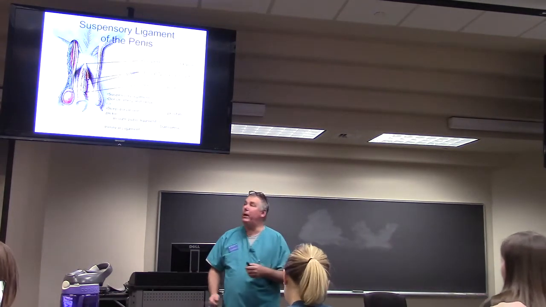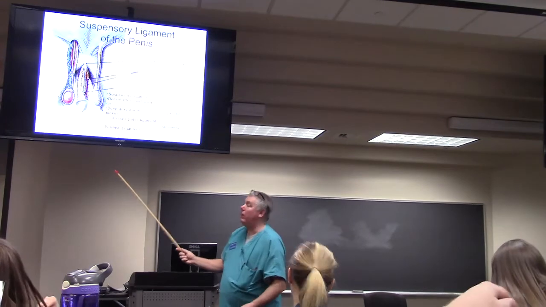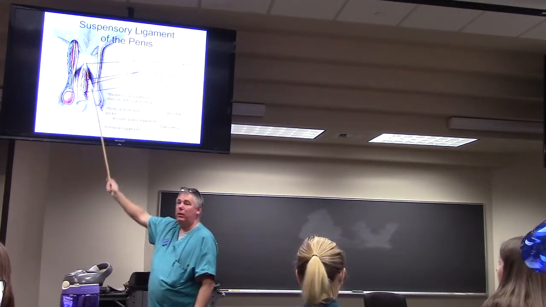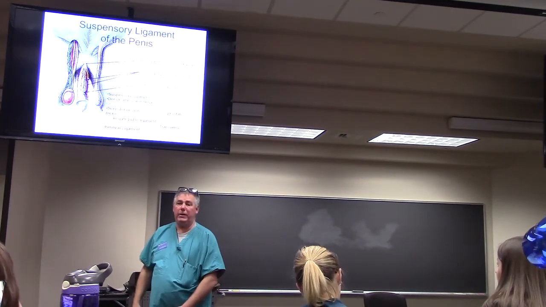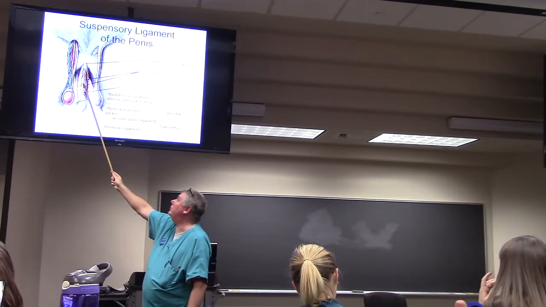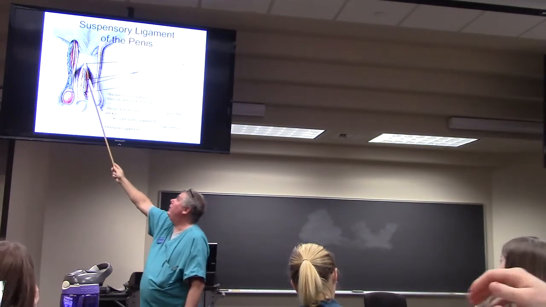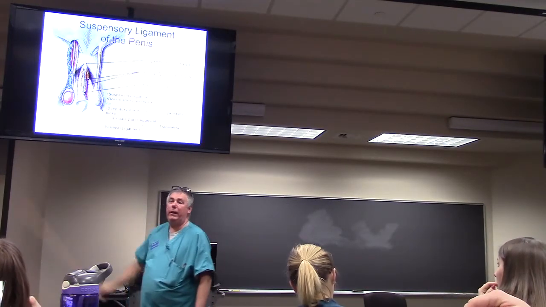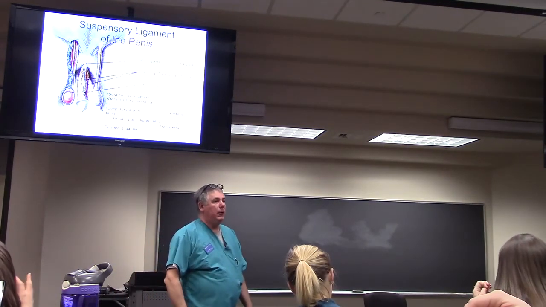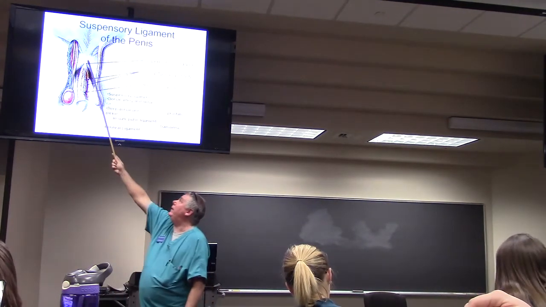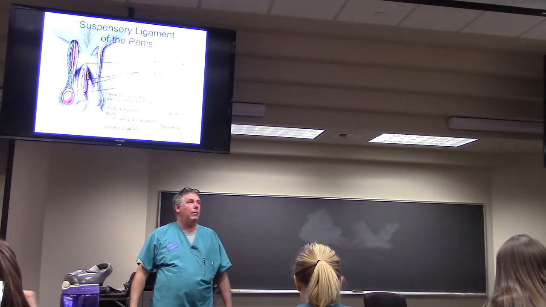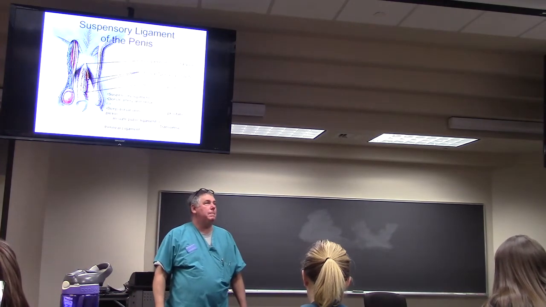So this is what we're going to see today. I want you to go ahead and extract the testes from the scrotum, because you're going to have to do that to remove the skin off this area. Remove the skin of the penis, find the vessels and nerve arteries. There's a suspensory ligament of the penis and a suspensory ligament of the clitoris that anchors it to the pubic ramus. You can find that pretty easily.